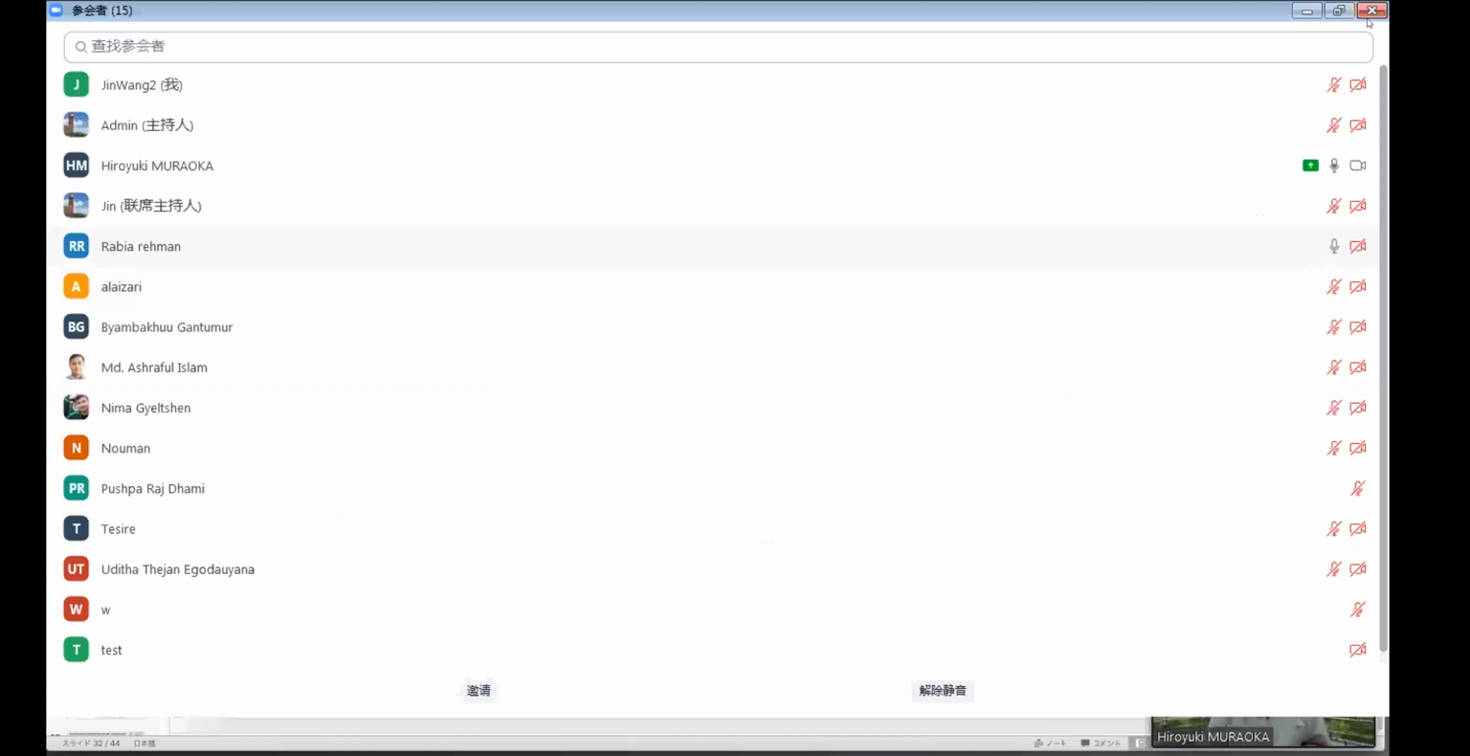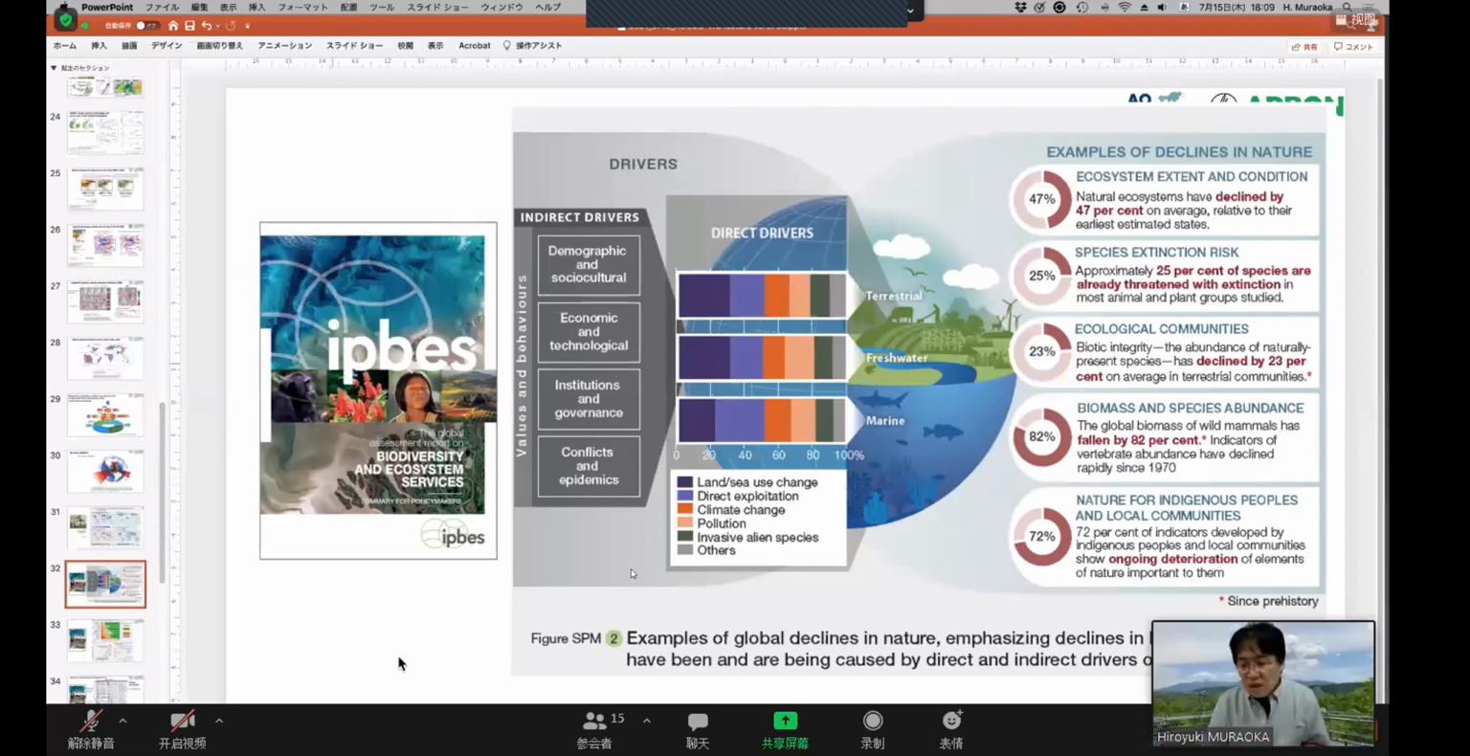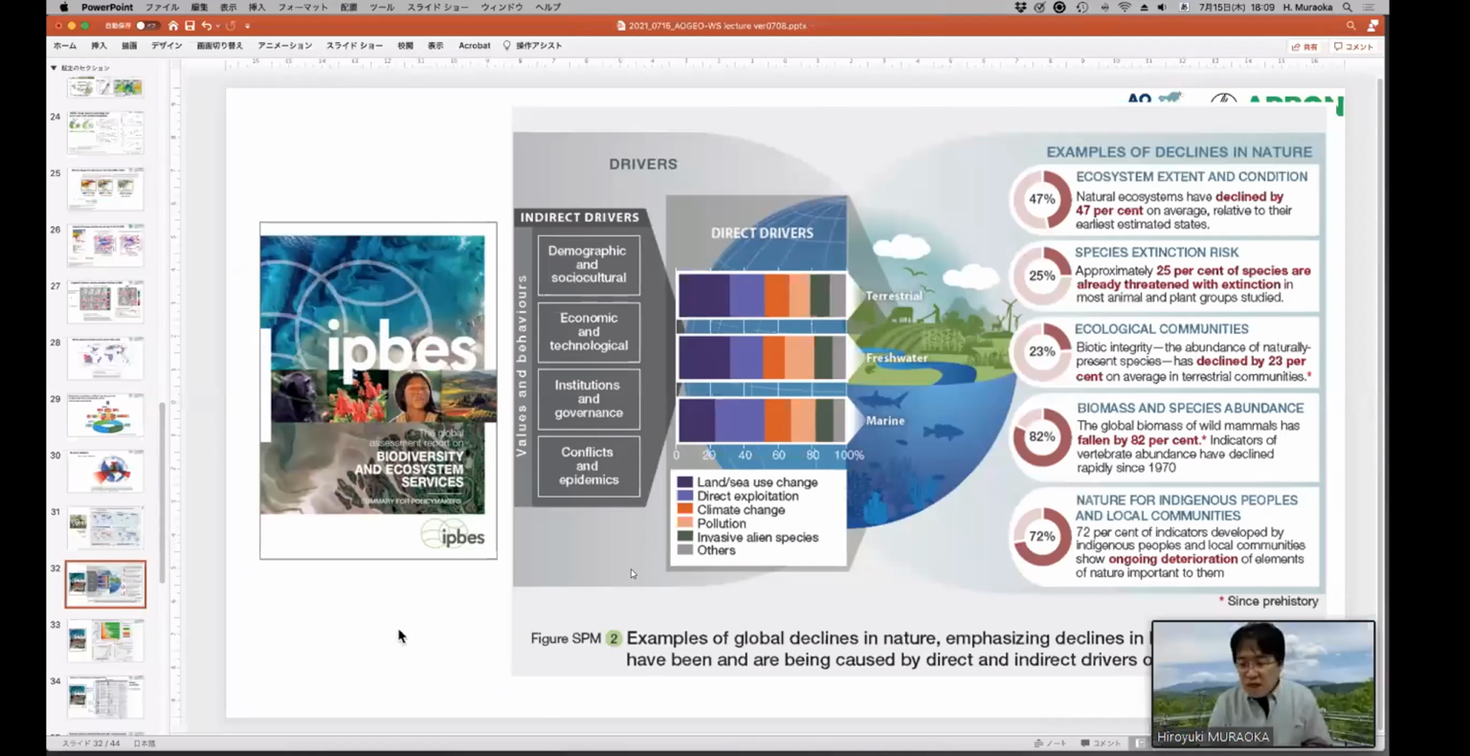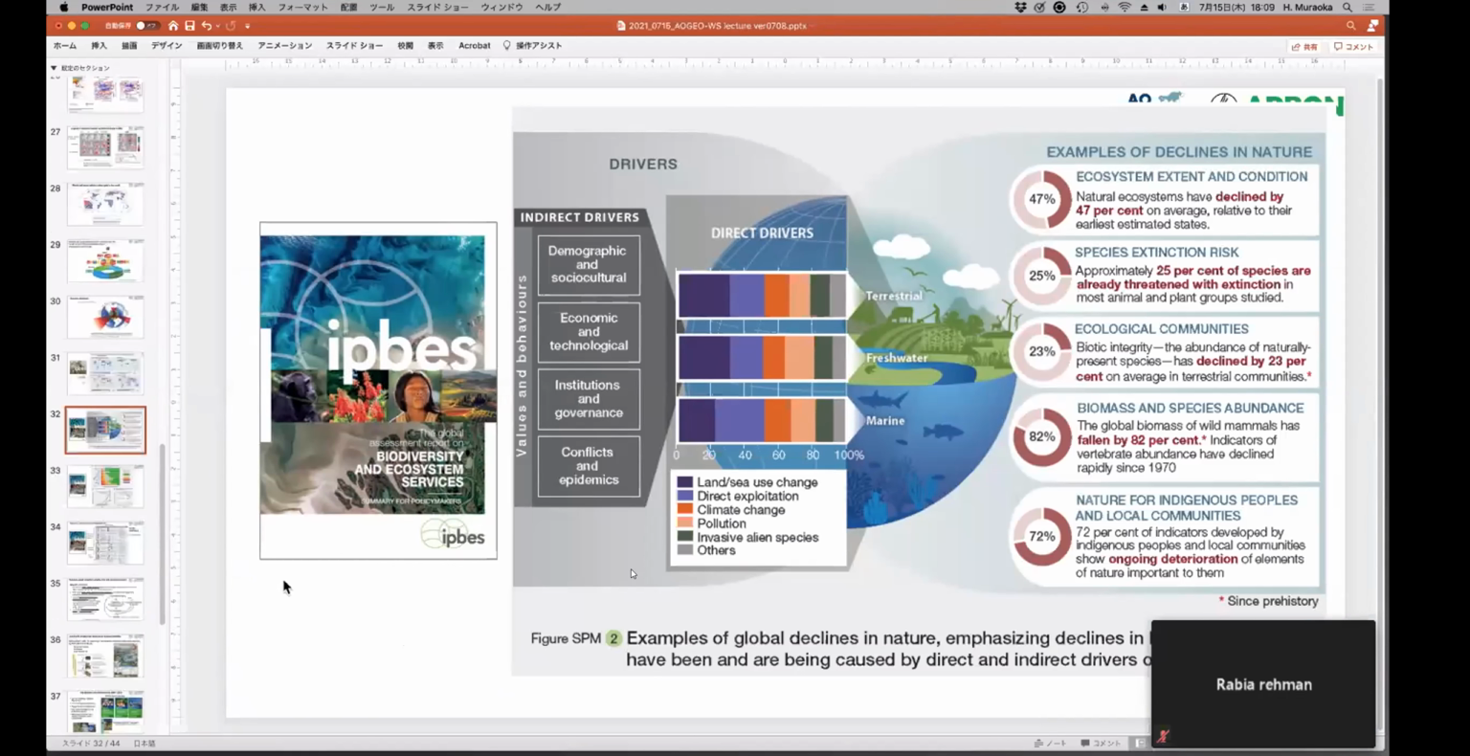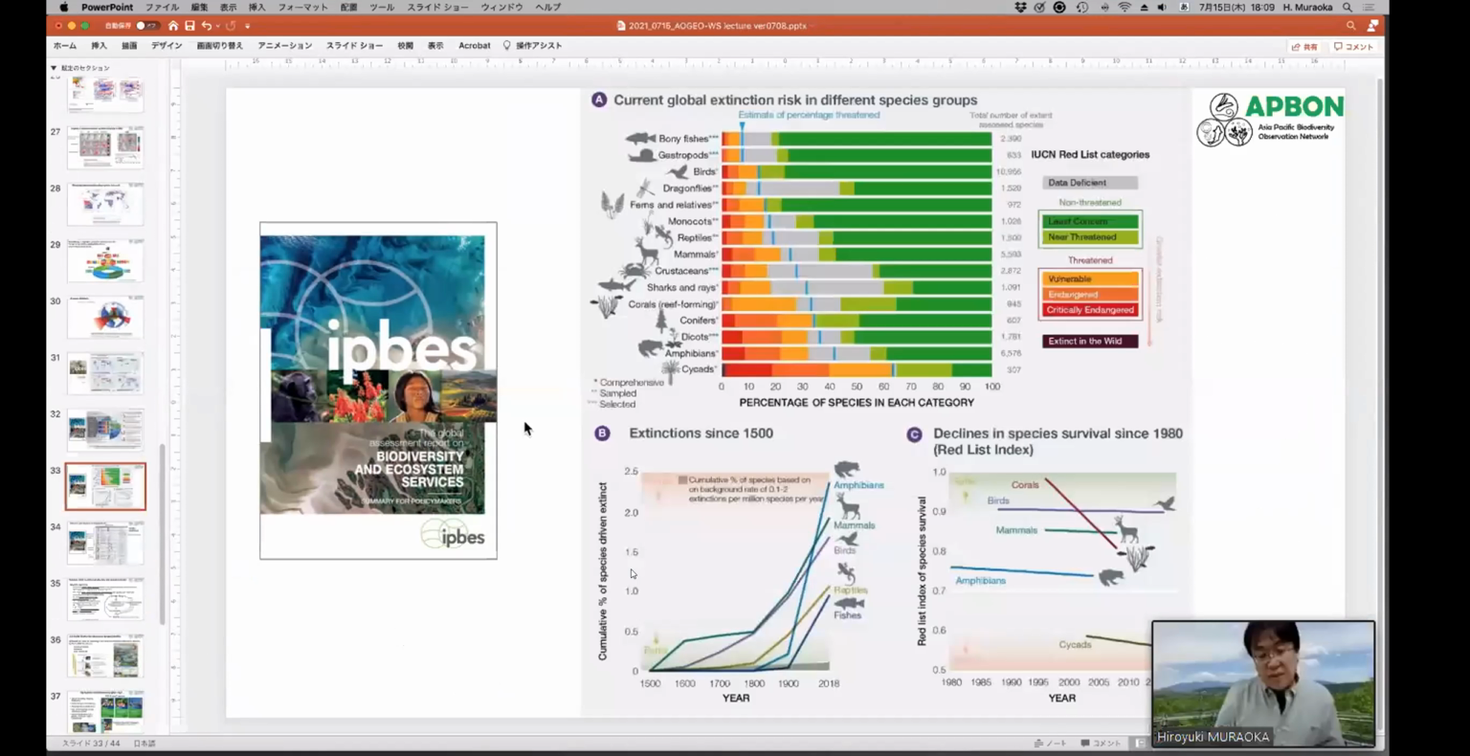If you search for IPBES on Google, you can easily find open access documents where you can learn the status of biodiversity in your region or at the global level, and how our human activities are impacting this. The IPBES also assesses that many organisms and species are vulnerable due to human activities, and we are experiencing species loss and biodiversity loss in the world.